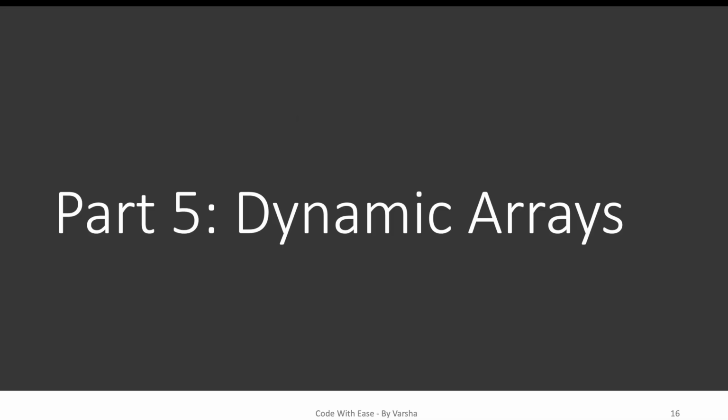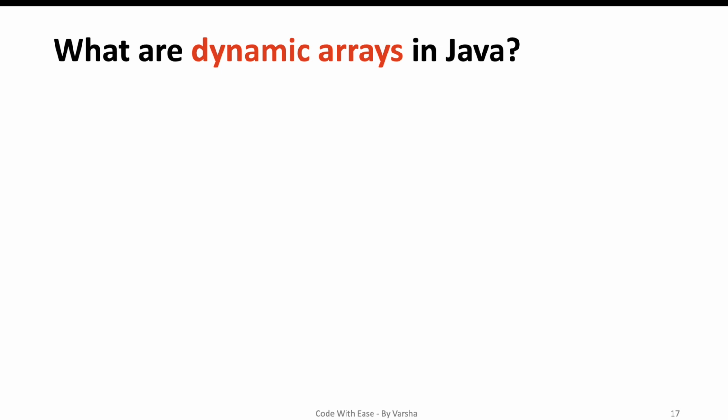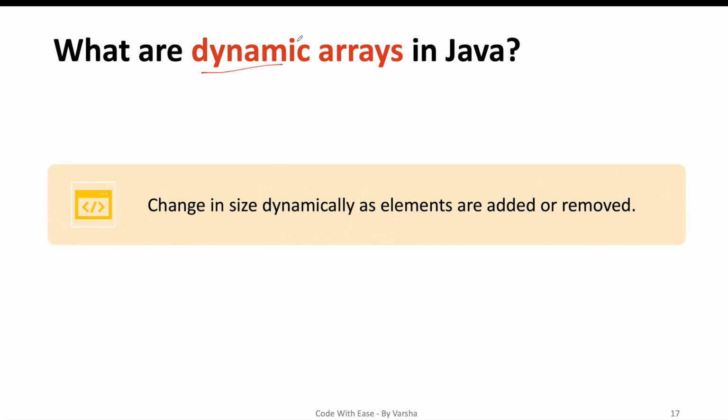Part 5, dynamic arrays. So what are dynamic arrays? This word dynamic, you have heard last time when we spoke of dynamic initialization. Anything that is flexible, adjustable, that is what dynamic means. So what are dynamic arrays in Java? Any array that can change its size as and when needed. Whenever elements are added, it will dynamically add more space, and when elements are removed, it will adjust accordingly.